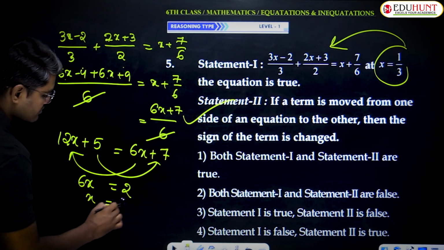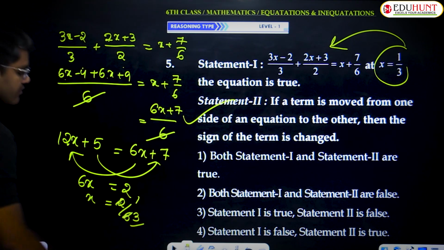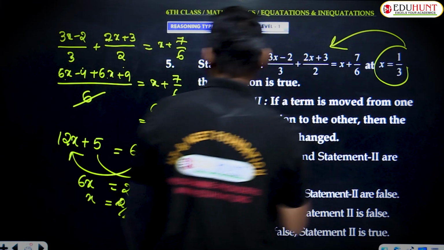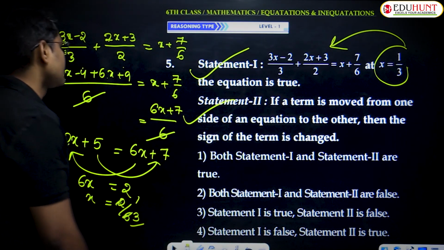X is equal to 2 by 6. 2 1s, 2 3s. X is equal to 1 by 3. So, at x is equal to 1 by 3, this is true. So, first statement is true. Second statement is also true.